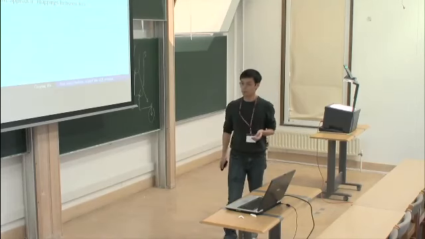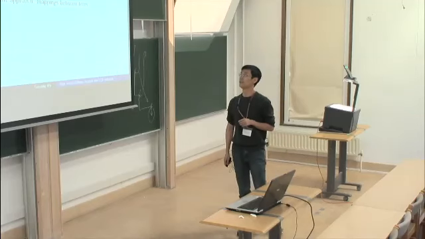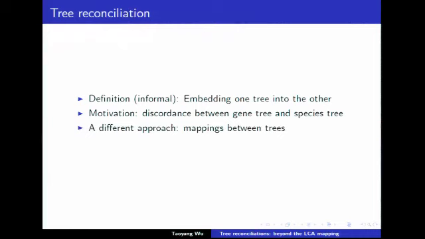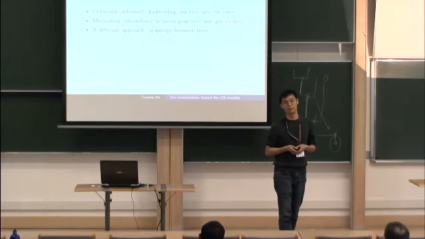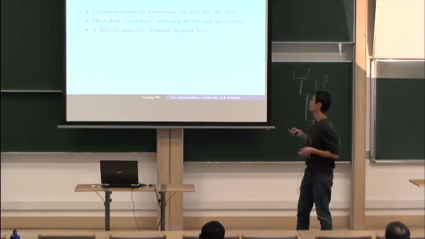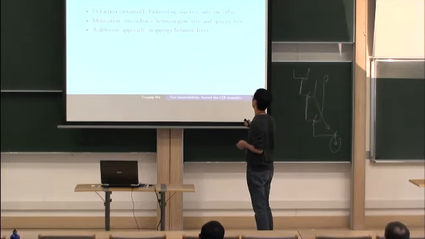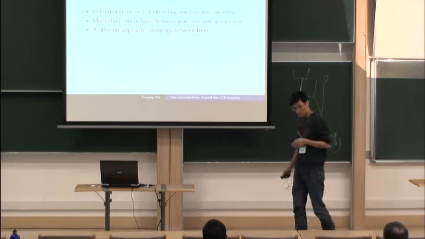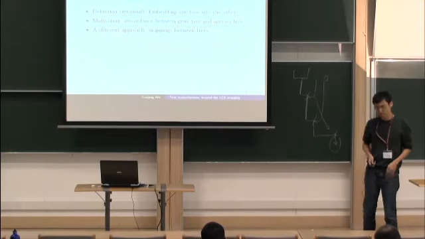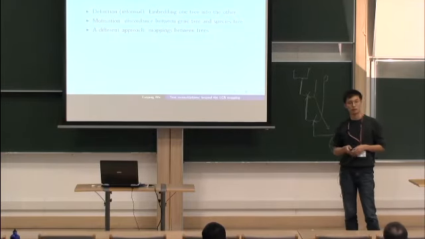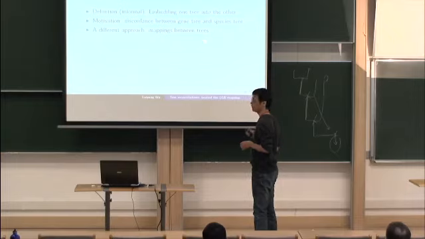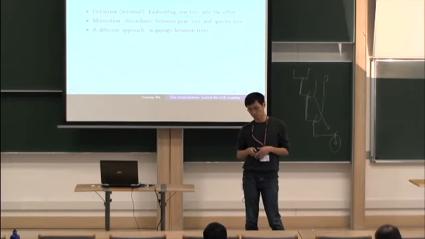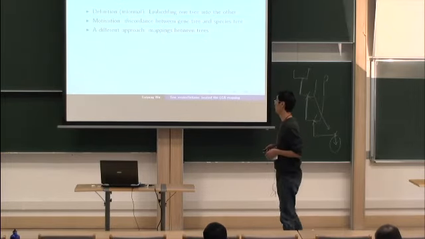The main object in this talk is tree reconciliation. Informally, it's just to embed one tree into another, typically to embed a gene tree into a species tree. The motivation, which has been presented in the previous talk and also in Roy's talk, is to study the discordance between gene trees and the species tree. But here, I present a slightly different approach. I'm talking about the mappings between trees, which I want to use to simplify a previous approach a little bit.